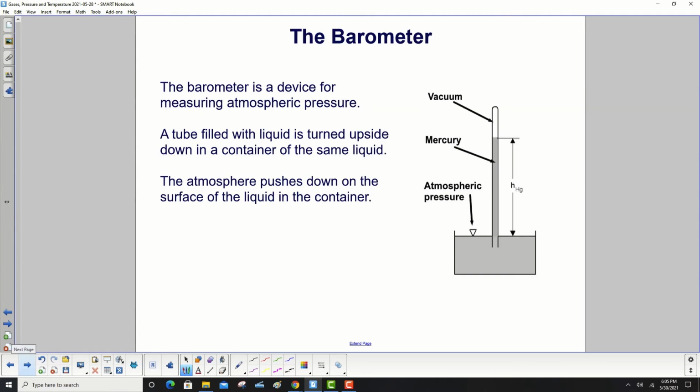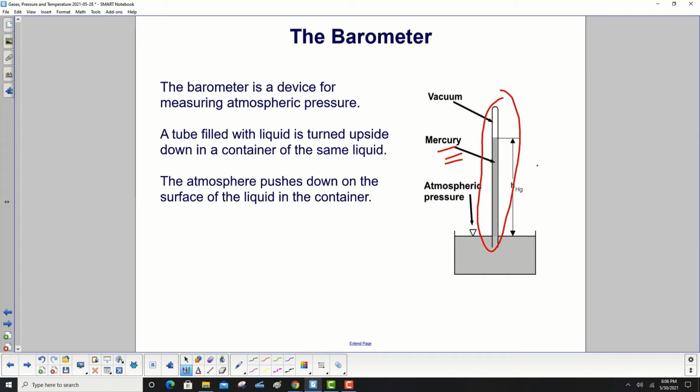The barometer is a device for measuring atmospheric pressure. A tube filled with liquid, here's your tube filled with liquid, is turned upside down in a container of the same liquid. So in this case, you have liquid mercury, and no, they don't make barometers or thermometers with mercury anymore because it's somewhat of a hazardous chemical. But in this case, we have this mercury.